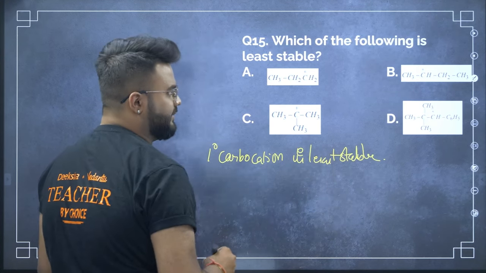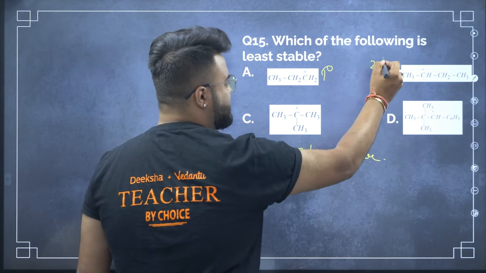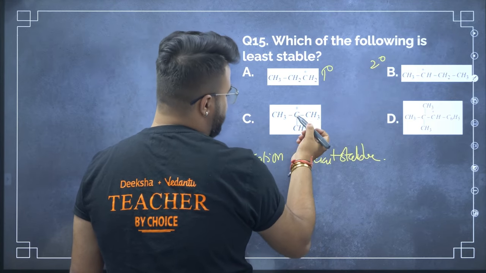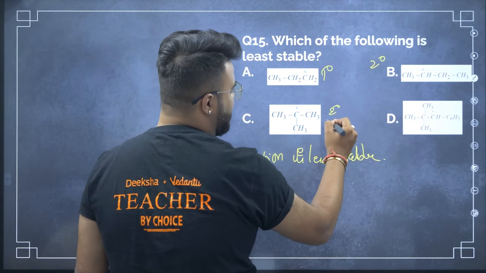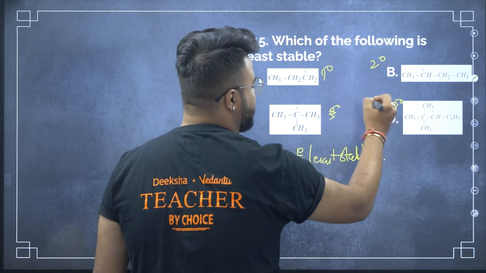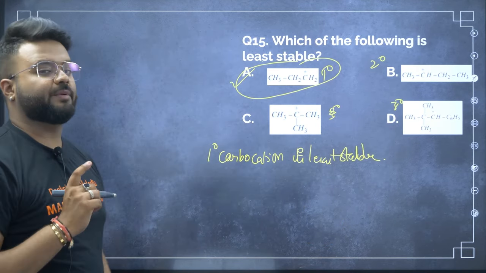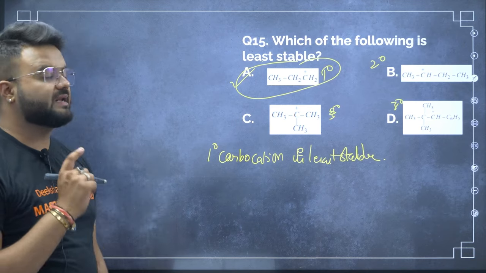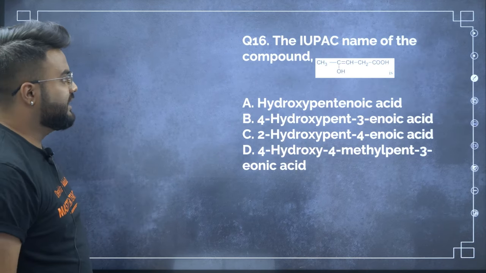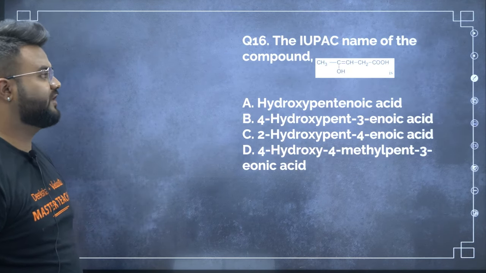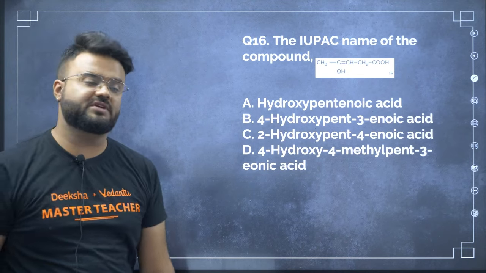Clear? Least stable. This is your primary, secondary, then this is also secondary or tertiary, then tertiary. Therefore, option A will be your correct answer. That is, primary carbocations are least stable. Next, the IUPAC name of the compound. What is the IUPAC name of this compound?